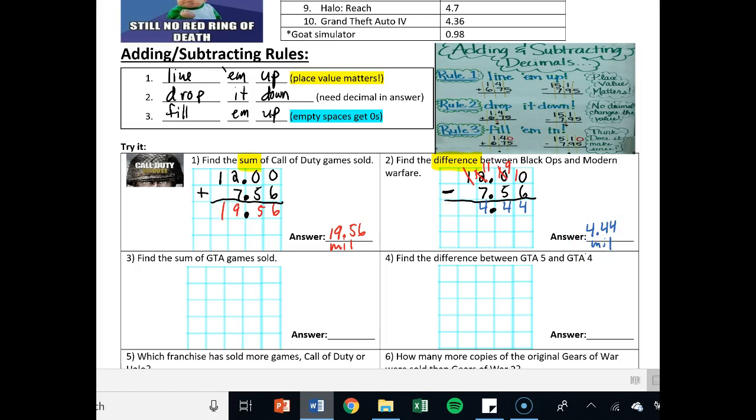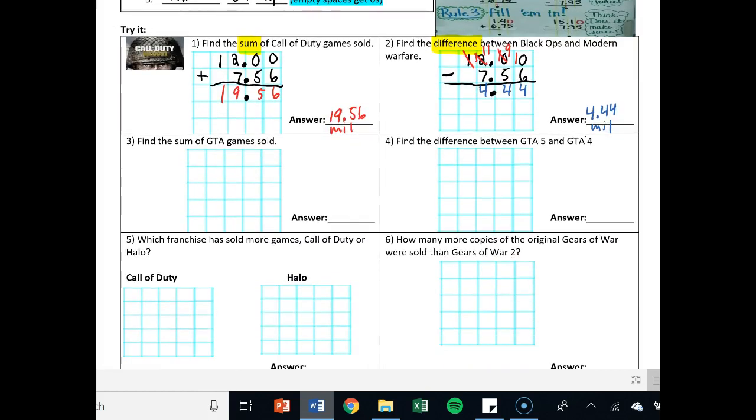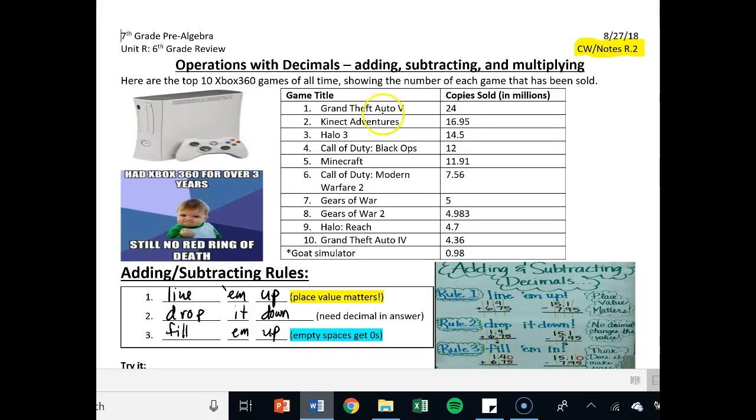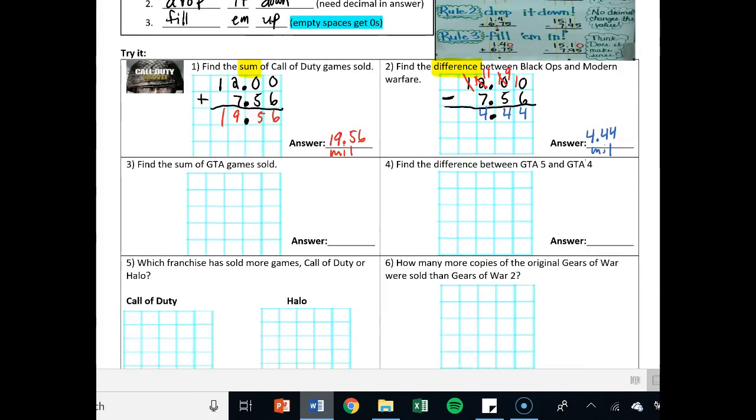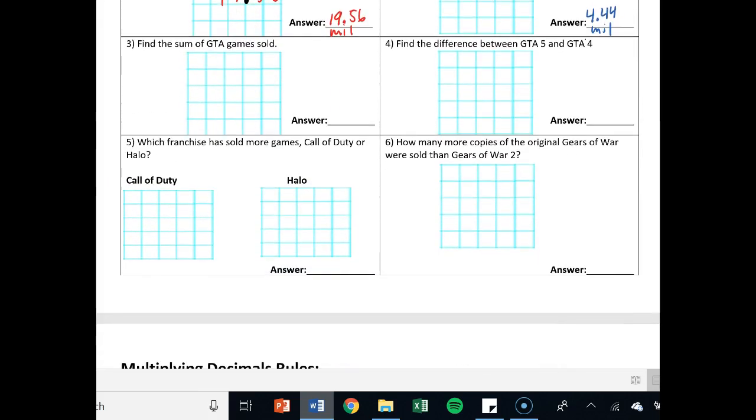All right, let's do a couple more. It says find the sum of GTA games sold. So Grand Theft Auto 5 was 24 million. Grand Theft Auto 4 was 44.36 million. And so I'm going to go ahead and line it up.